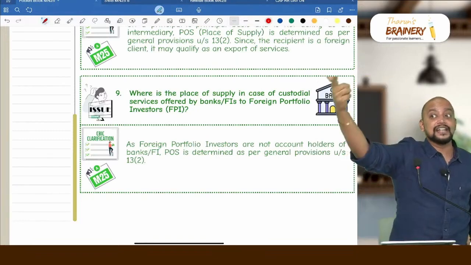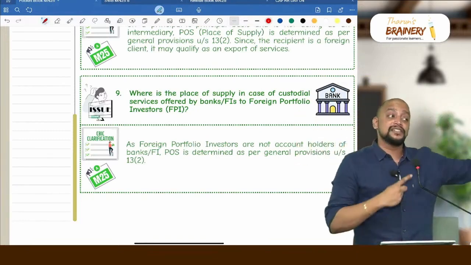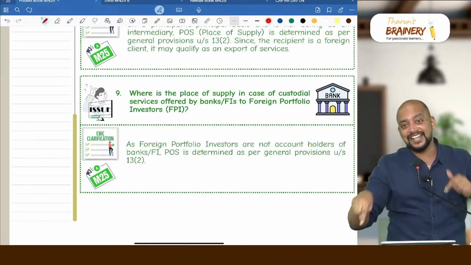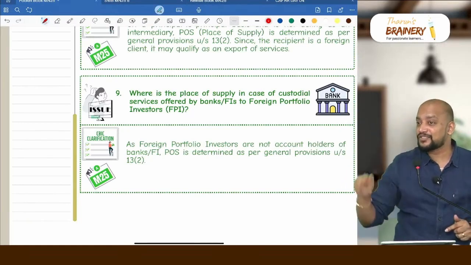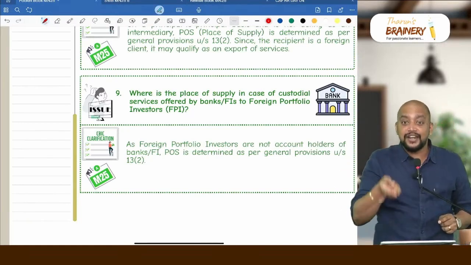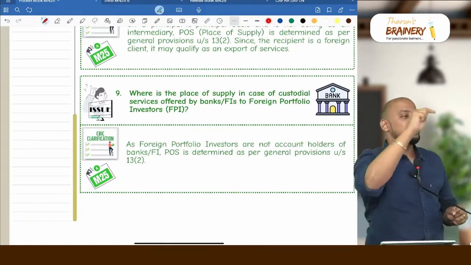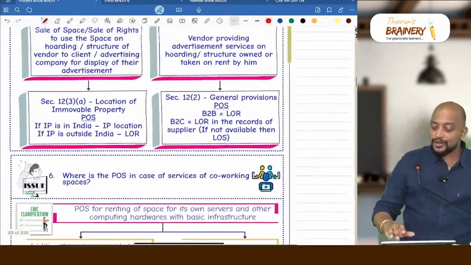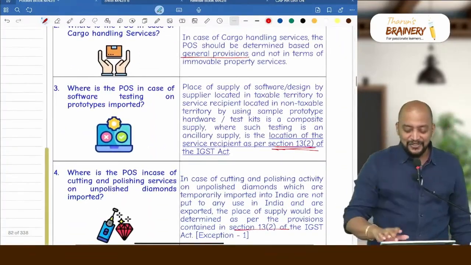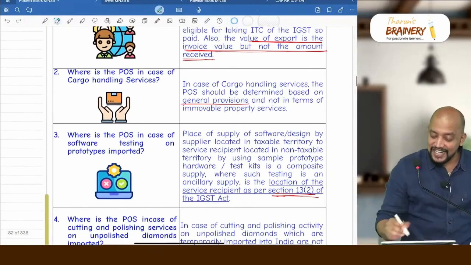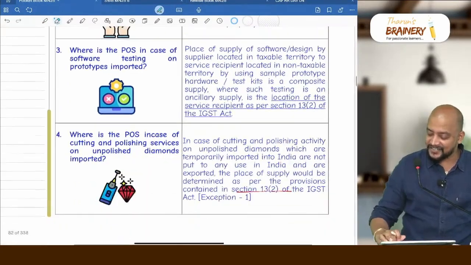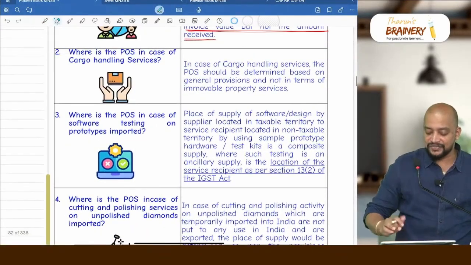Only for writing the reasoning you will get marks, because even ICAI knows that general provision is the answer. Every student will write general provision only, but why general provision? Why not other provisions? That only you need to write. So don't just underline general provision, it is of no use. We should underline why it will not come under other services.